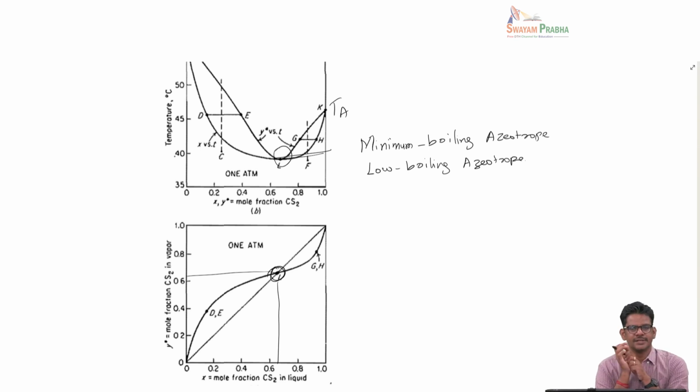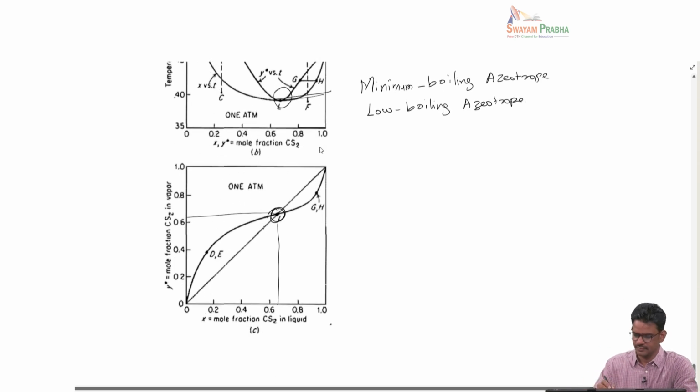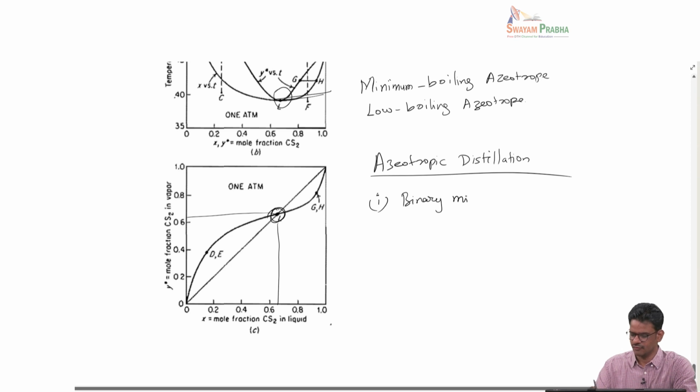So as I said, azeotropic distillation is a special kind of multi-component distillation, and there are some scenarios where we may want to do azeotropic distillation. Okay, there are two reasons for doing that. One is that maybe a binary mixture forms an azeotrope.